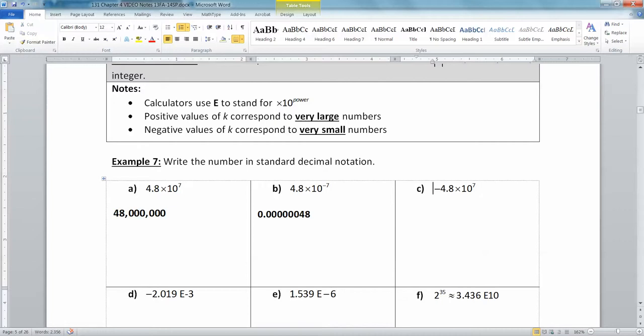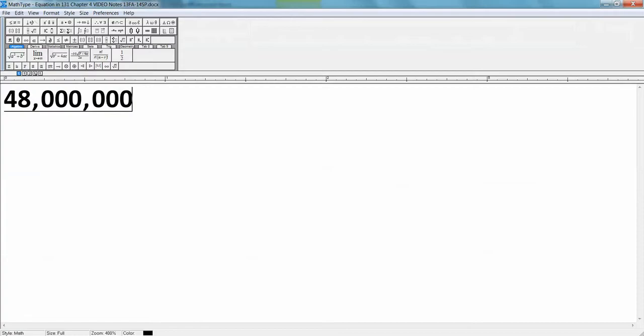It'd be just negative. So it'd be negative 48 million. You make a very, very large number, but it'll turn it negative because of that negative in front of the 4.8.